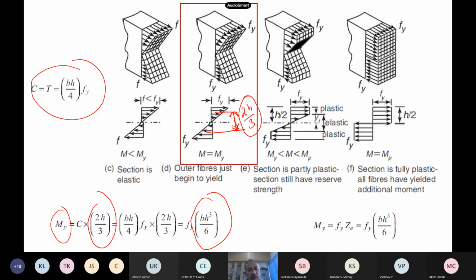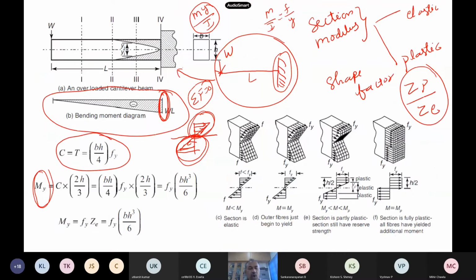You can find it out from the 2h by 3 lever arm and that compressive force, or you can do it with the expression we already know, I by y, which one can also use in the elastic domain. So already I told you, as the load keeps on increasing, if the top fiber stress is less than Fy, the yield strength of the material, the whole section will be elastic.